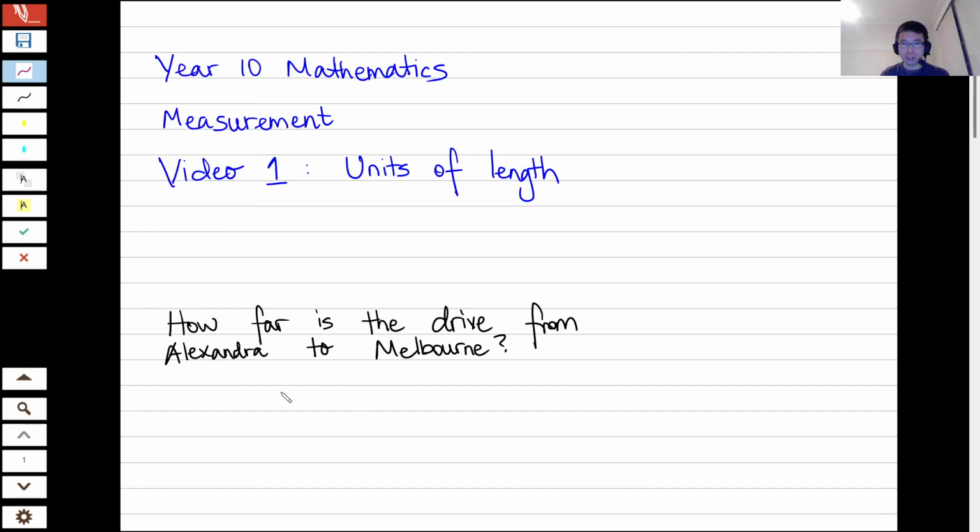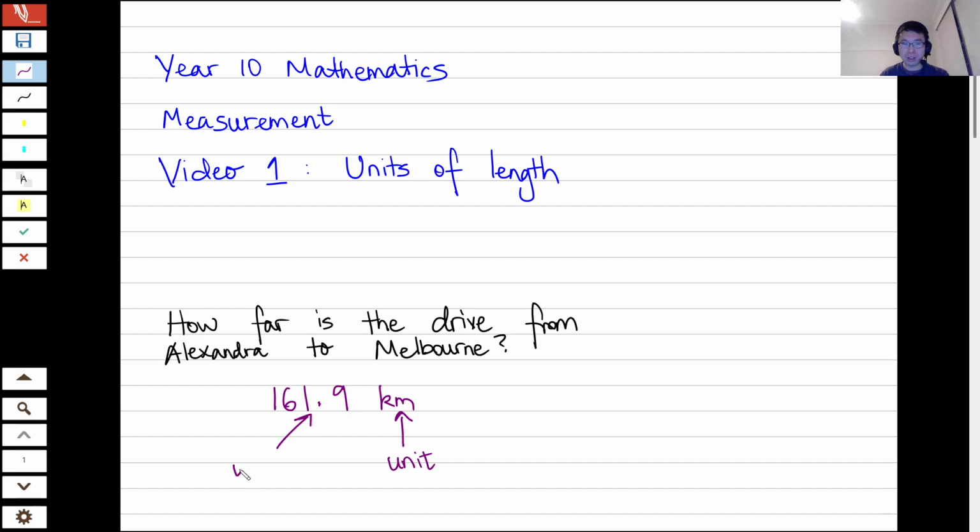If you do a quick search on the internet, you will get something that looks like this. You will get a number, and it's also going to tell you something else. This thing here, the letters K and M, is a unit, and you're probably familiar with this as a kilometer.